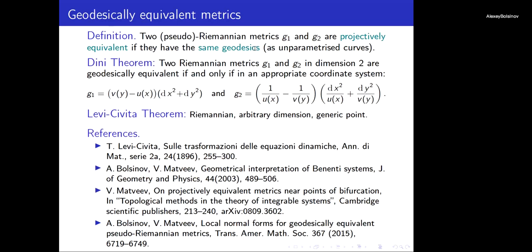So it's a very interesting phenomenon, and we would like to describe such metrics in terms of local normal forms, for instance, or some global properties, like integrability of geodesic flows. So that's a very interesting subject. This is an exceptional situation, and that's what I need to explain: when it happens.